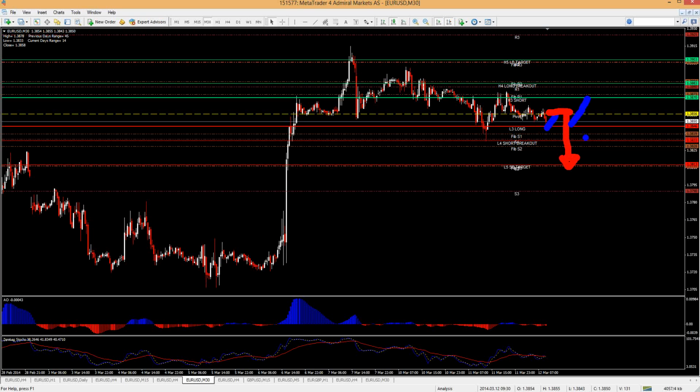The 138.70 is still H3, so we have to be careful of that. But if we break above it, preferably what I like to do is wait for confirmation of a break. So I guess a break, pullback, and bounce, we should see upside. The H4 is only at 138.80 though.